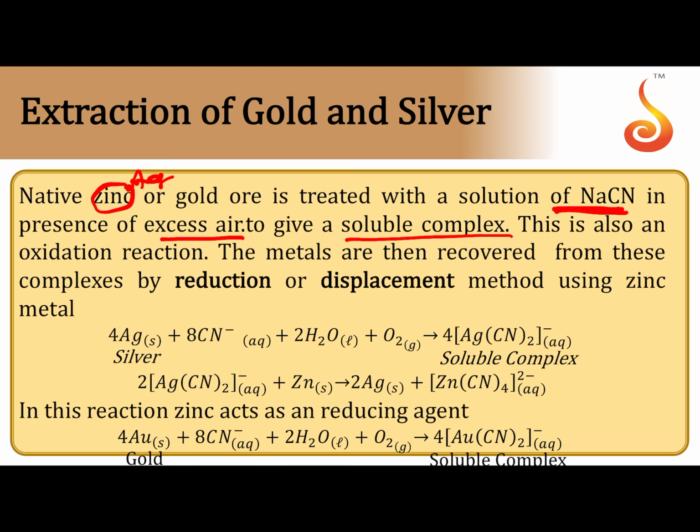So in order to remove the impurities present along with the native gold or silver, this process is used. In this method, the impure silver or gold ore is treated with aqueous sodium cyanide solution in the presence of excess oxygen. At that time, whatever silver or gold is present in the mineral enters the solution in the form of a soluble complex, argentocyanide or auric cyanide.